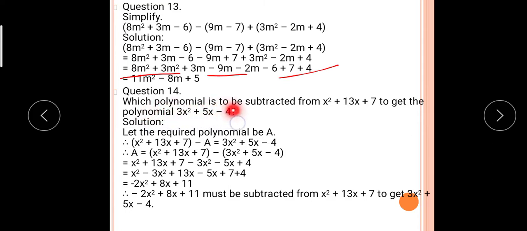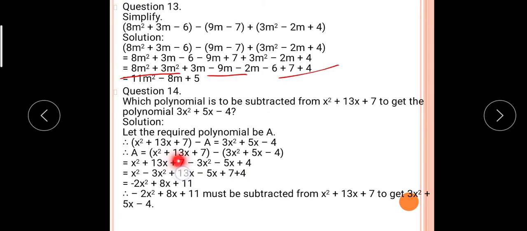Now, which polynomial is to be subtracted from x square plus of 13x plus of 7 to get the polynomial 3x square plus of 5x minus 4? We have to find out which polynomial. Let a be the polynomial we subtract from x square plus of 13x plus of 7, and the answer after subtracting is 3x square plus of 5x minus of 4. So according to the given condition, x square plus of 13x plus 7 minus a is equal to 3x square 5x minus of 4. So this a we have to shift to this side, and this polynomial to this side, or you can do vice versa also.